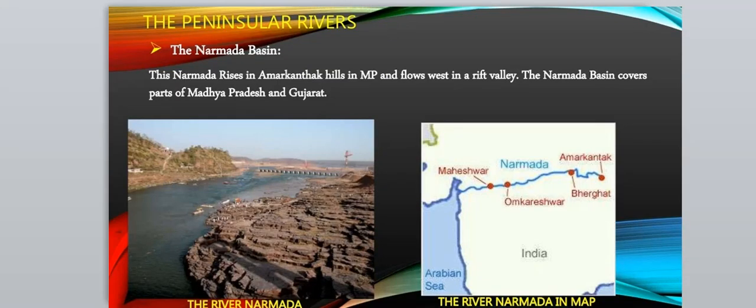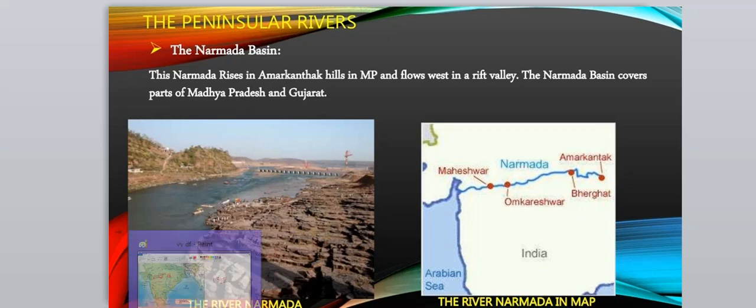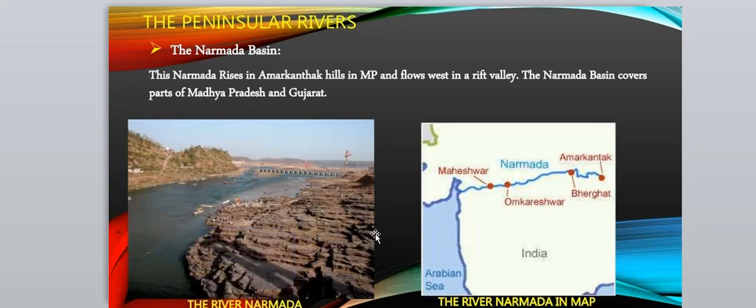Okay, so it rises from the Amarkantak Hill in Madhya Pradesh. It flows west in the Rift Valley. Why Rift Valley? Because it is in between the two mountain ranges. Yes, it is a deep gorge with Vindhya ranges in the north and the Satpura in the south. So Narmada basin covers part of Madhya Pradesh, Gujarat as well as Maharashtra. Okay, so this was about the river Narmada.